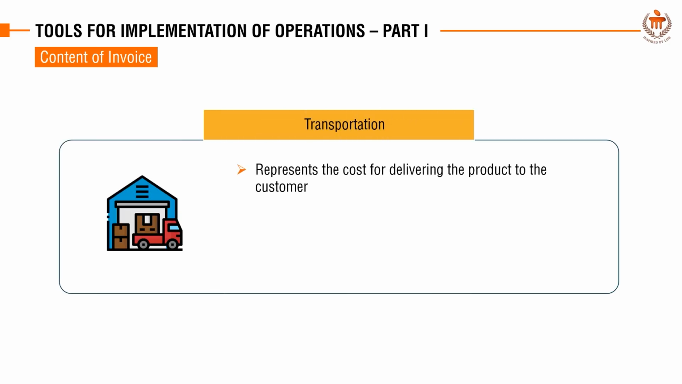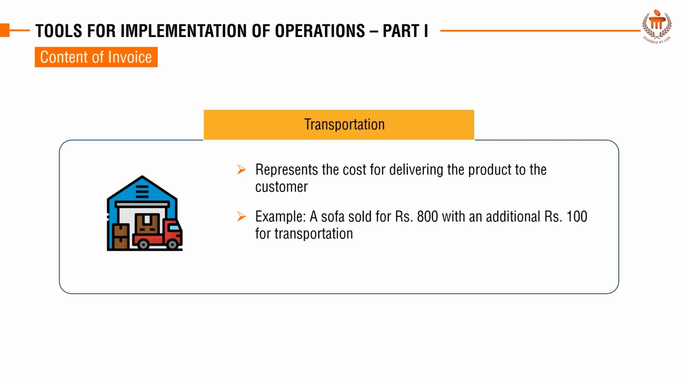In continuation, let's focus on additional key components of the invoice, an essential document in business transactions, and here are key components that it includes. Number one, transportation factor. Transportation represents the cost incurred for delivering the product to the customer. For example, if a furniture store sells a sofa for ₹800 and charges an additional ₹100 for transportation, this particular cost would be clearly stated on the invoice to ensure that there is transparency in the entire system.